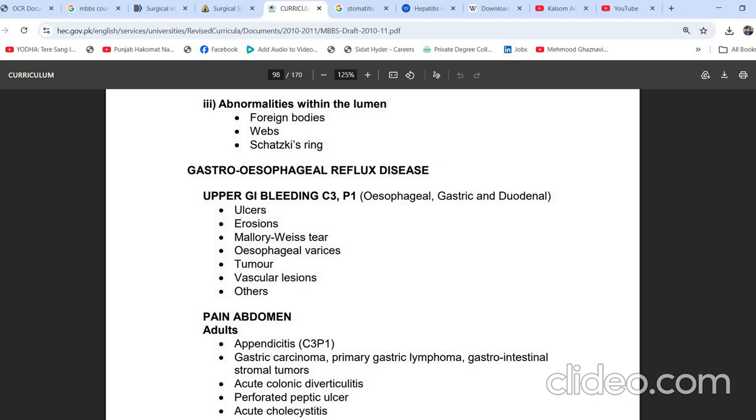So today we will have another topic related to the assessment of the acute abdomen.